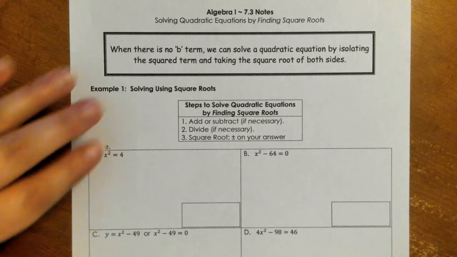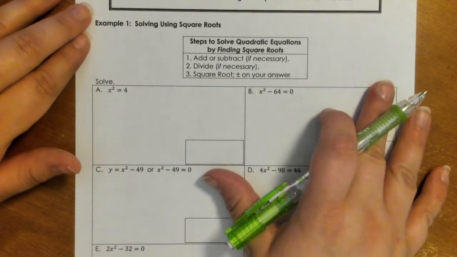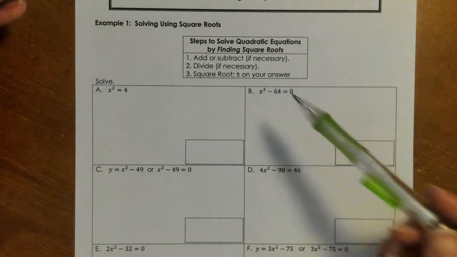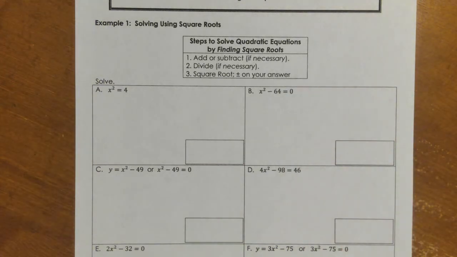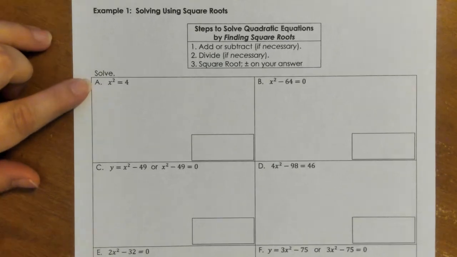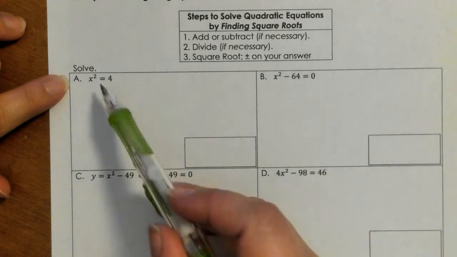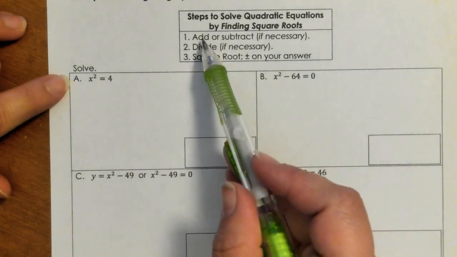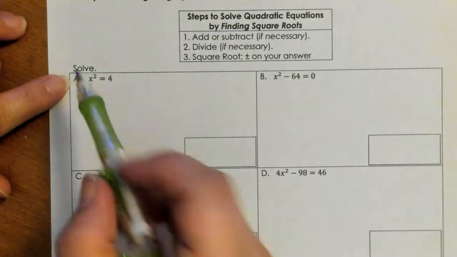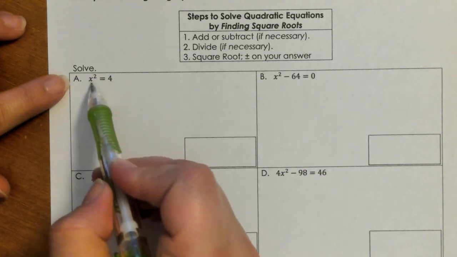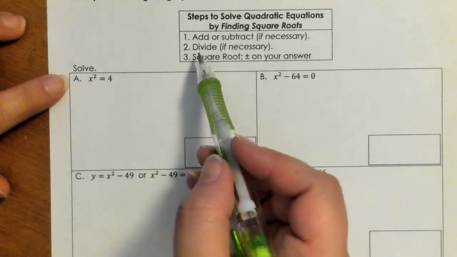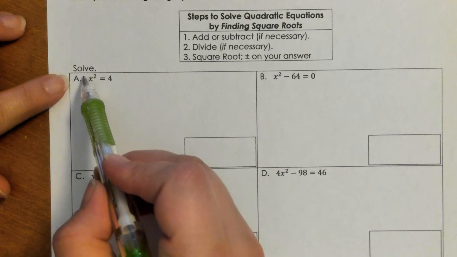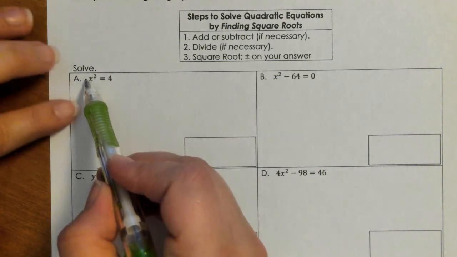First, I set up some steps for you. You're not going to use all the steps every time, okay? But you just read through them each time and see if you need to use them. So for the first one, letter A, to get x squared by itself, do you have to add or subtract anything? Well, there's nothing right here to add or subtract.